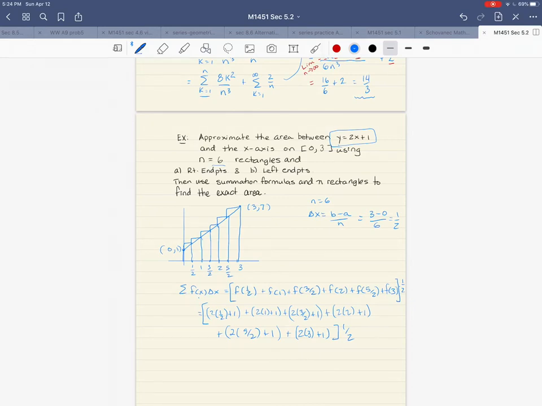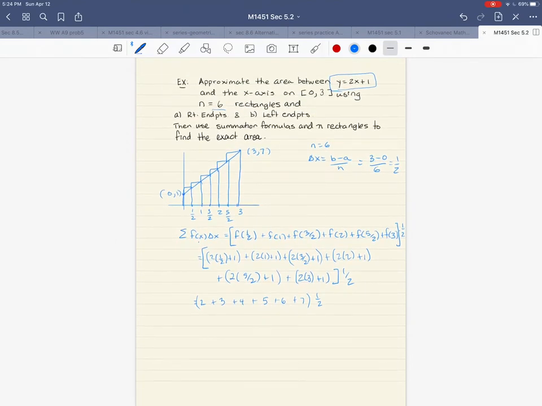So let's do the number crunching. 2 times 1/2 is 1 plus 1 is 2. 2 plus 1 is 3. 2 times 3/2 is 3 plus 1 is 4. Then I have 5, then 6, then 7 times 1/2. And so we're going to get, let's see, 7 and 3 is 10. 6 and 4 is 10, so that's 20. 27 over 2. About, what is that, 13.5? Okay, so that's part A.